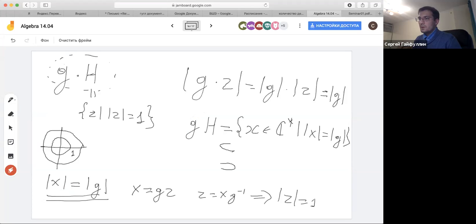And in the picture, our H is all elements with modulus equal to 1. This is a circle. And all the other cosets are other circles with the same center at the origin. So these circles are left cosets, and they are right cosets.